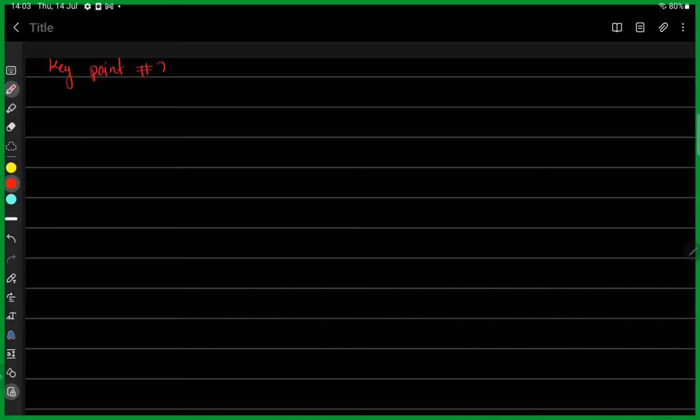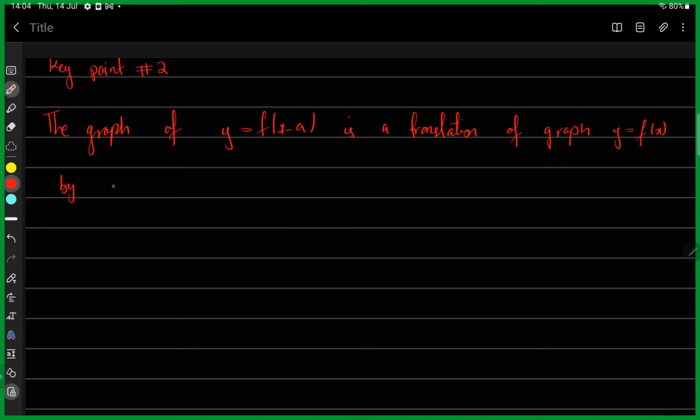Key point number 2. The graph of y equals f of x minus a is a translation of graph y equals f of x by the vector a, 0. Now what has happened?